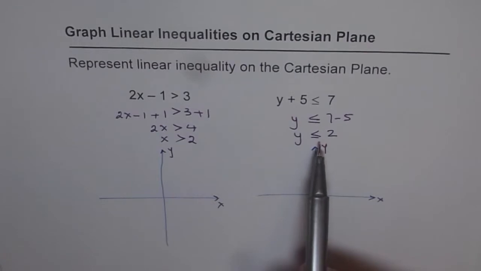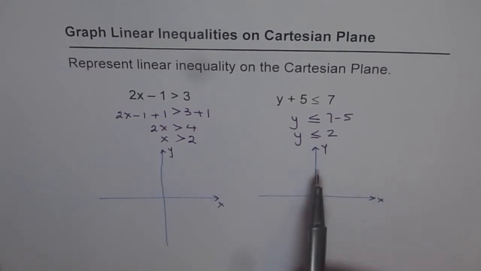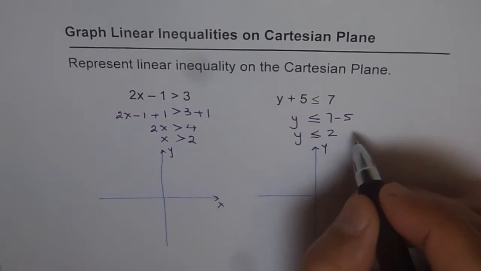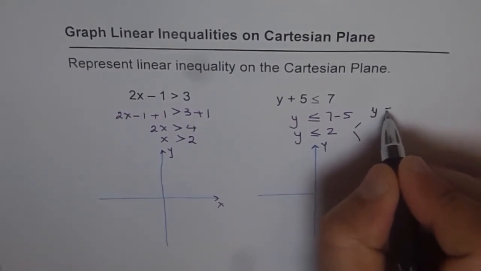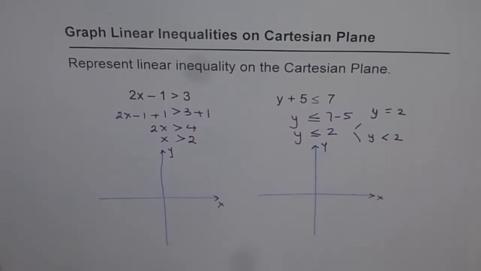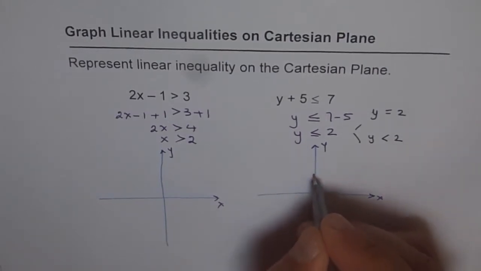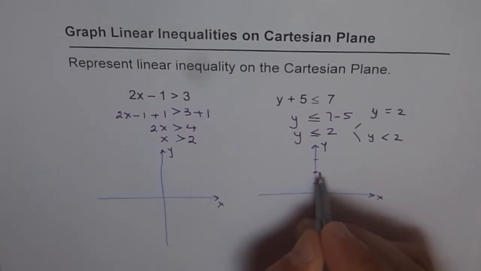Second, y is less than or equal to 2. That means y is equal to 2 at all places or less than that, right? So that is how you can look at this inequality, and that is what we are trying to say: either y is equal to 2 or y is less than 2. That is what we are trying to see. So let us say this is 1 and this is 2 and this is 3 for us, then y is equal to 2 at all places.